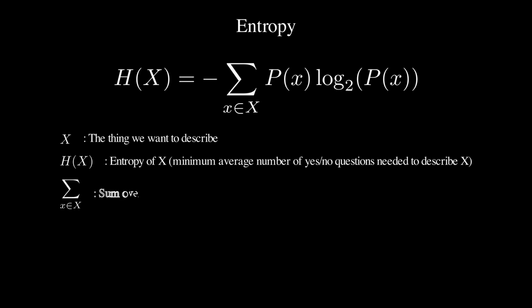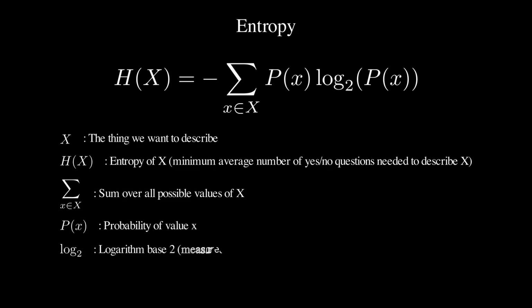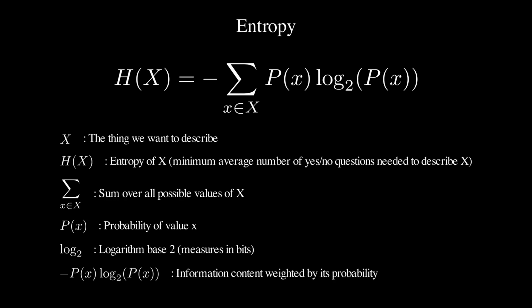The weird symbol you see is the sum over all possible outcomes of big X, and the specific outcome, we symbolize it with little x. P of little x is the probability of that specific outcome. And of course, log is the logarithm base 2. Now, minus the probability of little x multiplied by the log base 2 of the probability of x gives you the information content of little x weighted by its probability, by how often it appears.